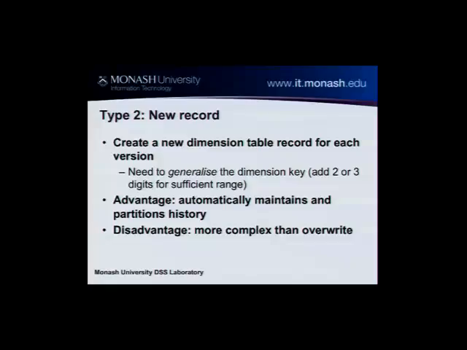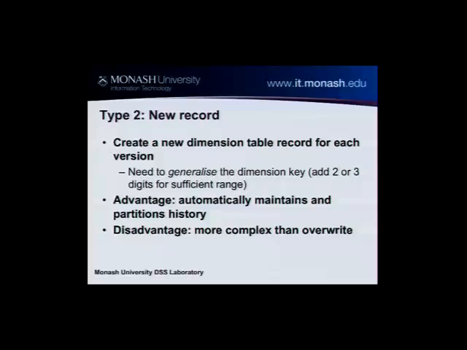So you generalise the dimension key, perhaps add 2 or 3 digits depending on how many different versions you're going to end up having of rows. So you've got to anticipate the potential number of changes, either as a single primary key or, as I said, a split composite key. The advantage is that this automatically partitions history, so it's very easy to track back over time by working our way back through the different version numbers.